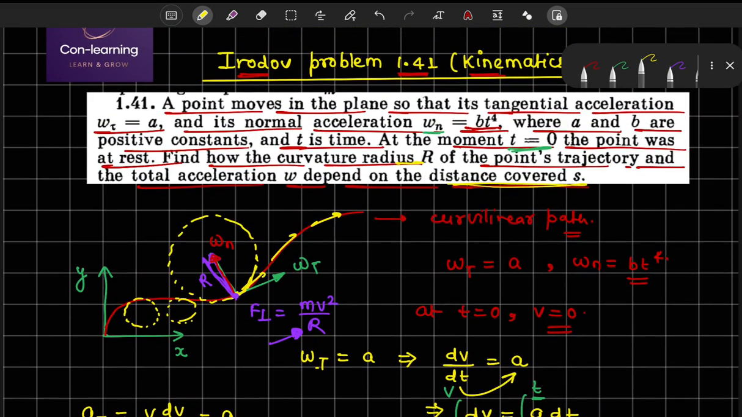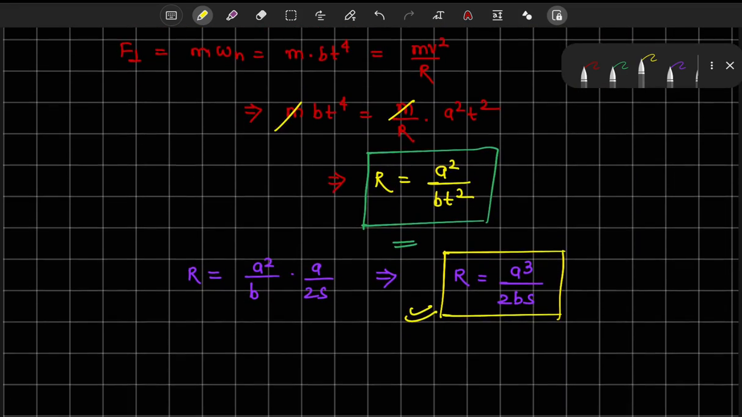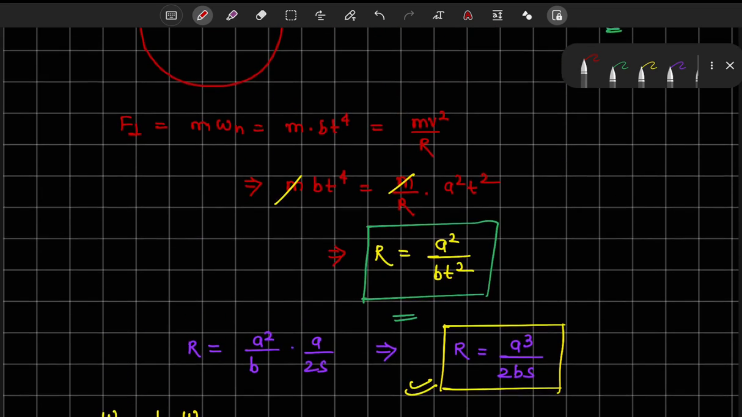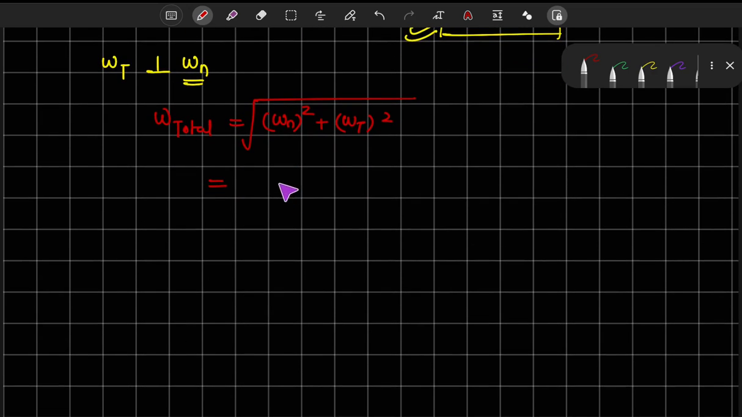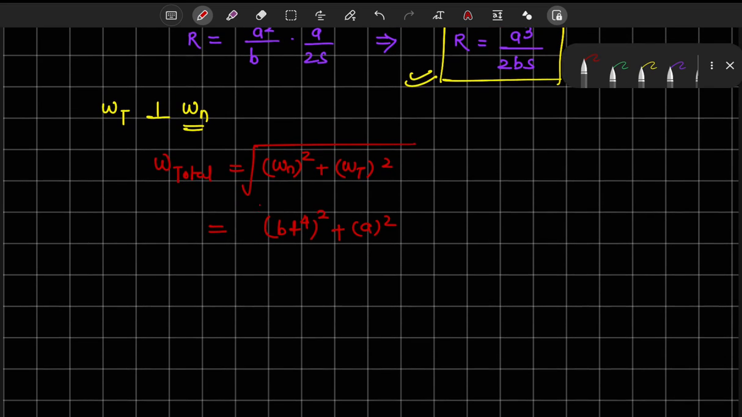Now come to the second part of the problem, in which it is asking to find the total acceleration depending on the distance covered s. We know that at any particular time instant, the tangential acceleration is always perpendicular to the normal acceleration. So the total acceleration, let us denote it by w total, is equal to wn whole square plus wt whole square under root. What is the value of wn? That is bt to the power 4. So bt to the power 4 whole square plus, what is the value of wt? That is a. So a square under root.